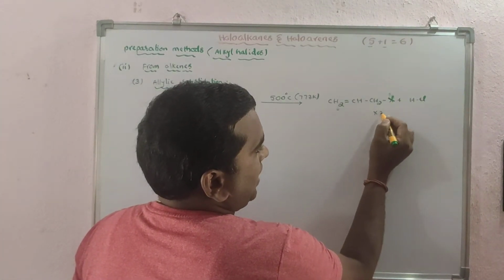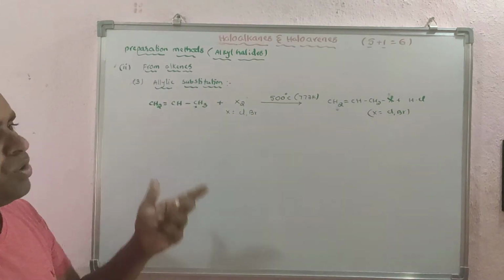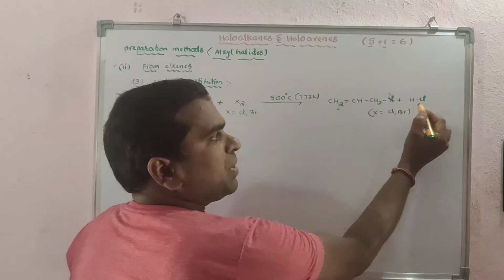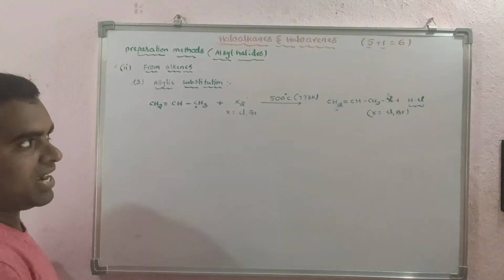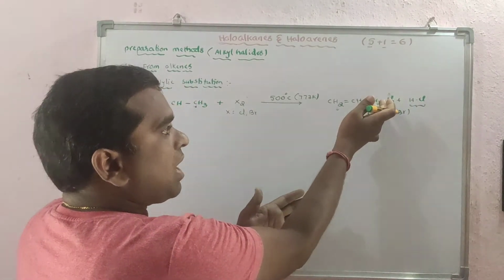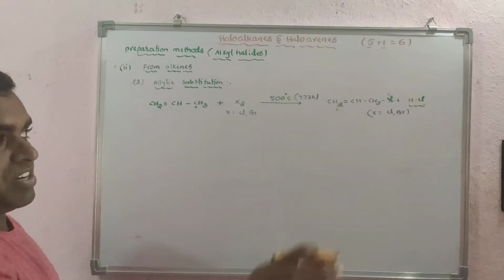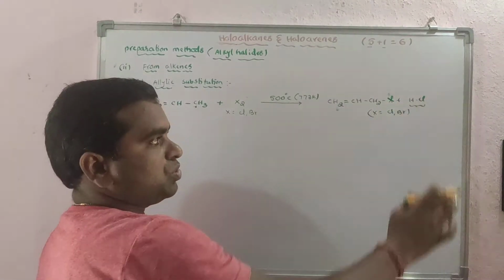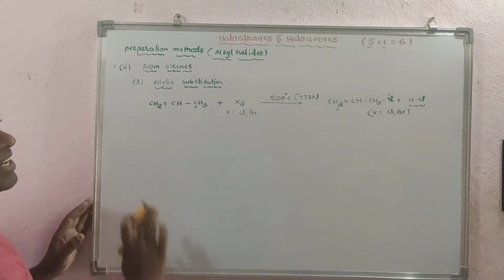X means what here? X can be chlorine or bromine. Means you should not use iodine here actually. Why? Because we have discussed previously, if I write iodine here, you will get HI. HI is a powerful reducing agent and it reduces this compound back into this. So it is a backward, reversible reaction. That's why you should not use iodine here. Clear? Now this is the allylic substitution.